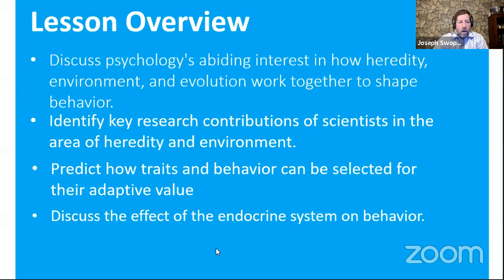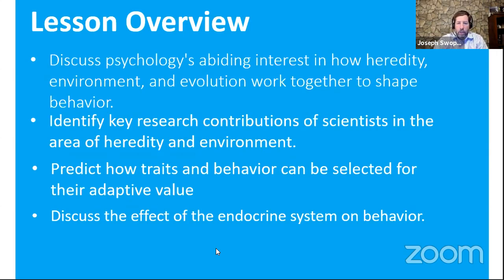Well, we've got a couple of things on our to-do list. We've got kind of four major bullet points. The first one's a mouthful, discussing psychology's abiding interest in how heredity and environment, oh my goodness. All we're really going to talk about is how does genetics work to shape behavior and how did that come to be? Related to that is the second bullet point.